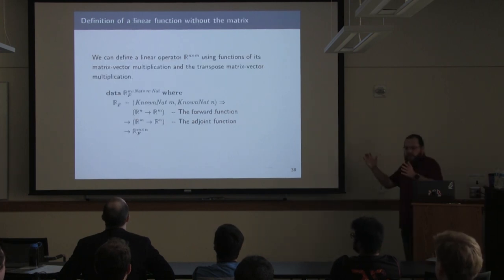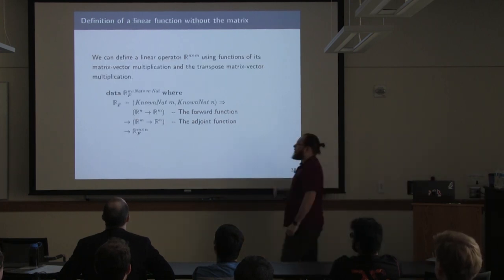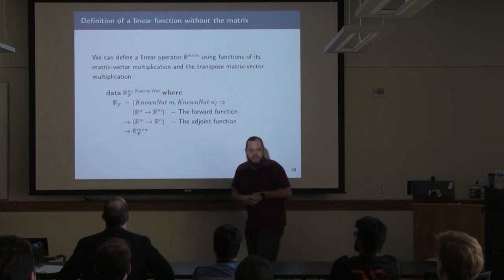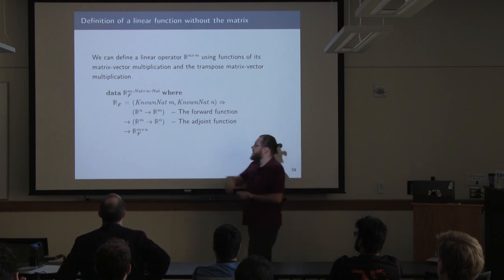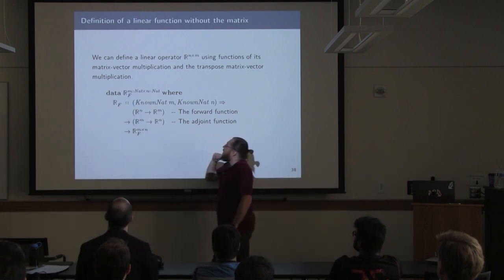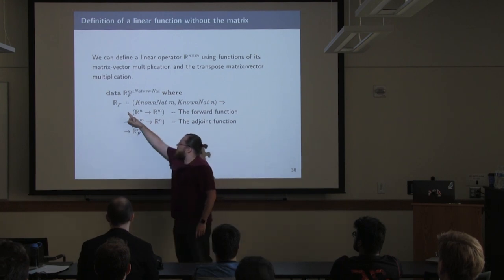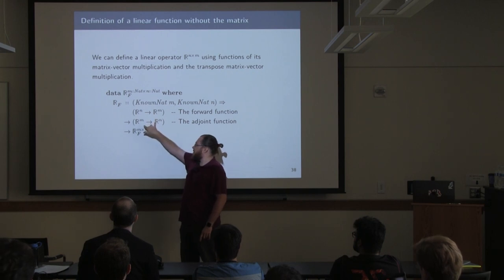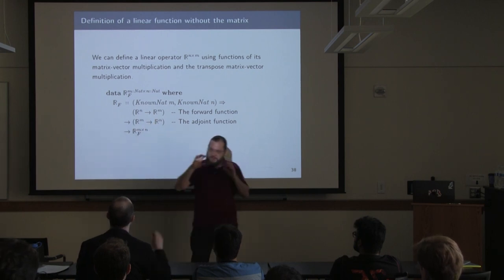So we can write this up as a data type, right? The F means free, for matrix free. This formulation is in the literature called matrix free. So we have a type constructor that takes two numbers. And for our data constructor, we have this forward function I described, the adjoint function, and we return our type of size m and n.